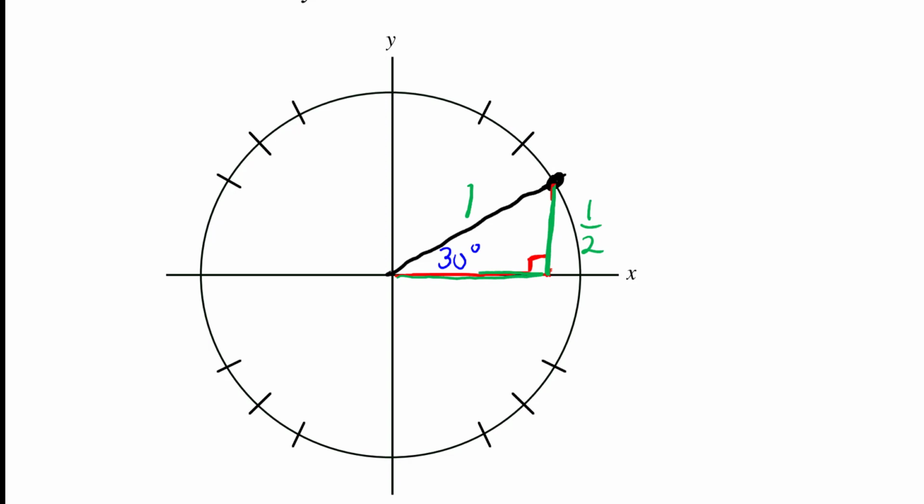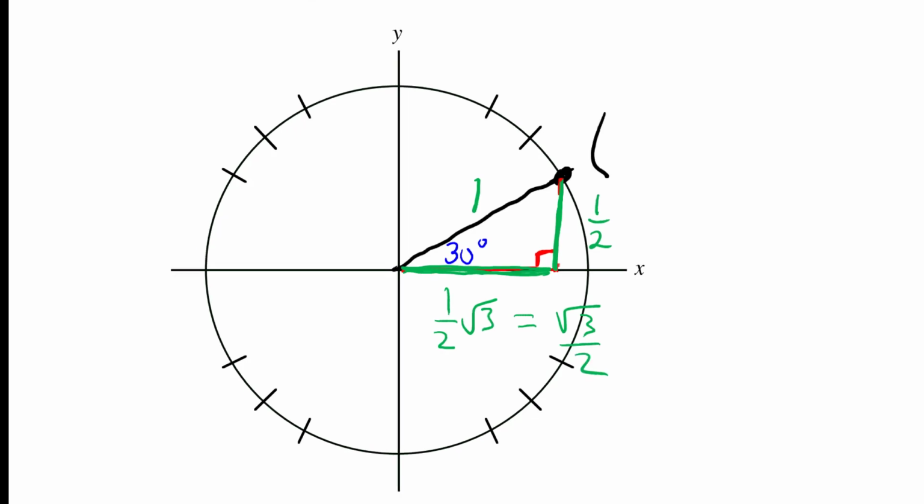The shorter leg is half of the hypotenuse, it's 1/2. And the longer leg is square root of 3 times the 1/2, or square root of 3 over 2. Those actually give us our x and y values. X is square root of 3 over 2, and y is 1/2. So that's the ordered pair. Square root of 3 over 2, comma, 1/2. Know this well. Memorize it, or learn how to develop it, just like I did right here.